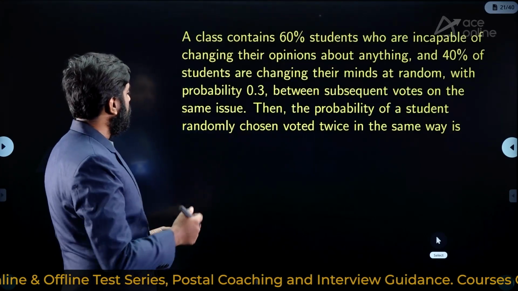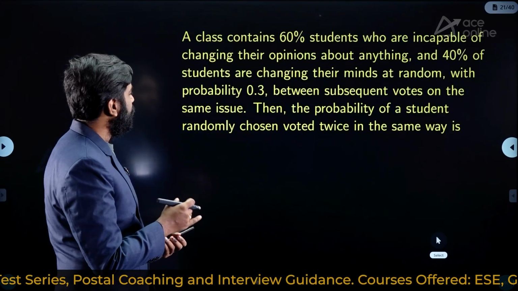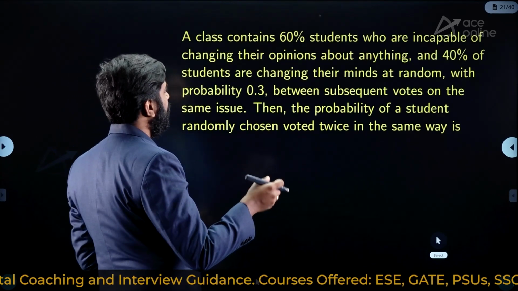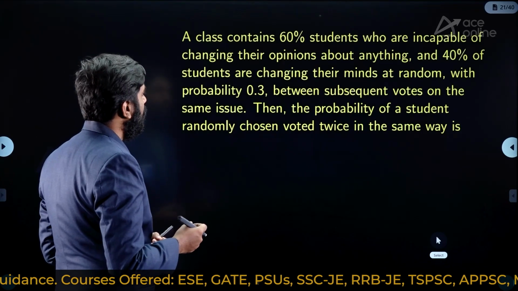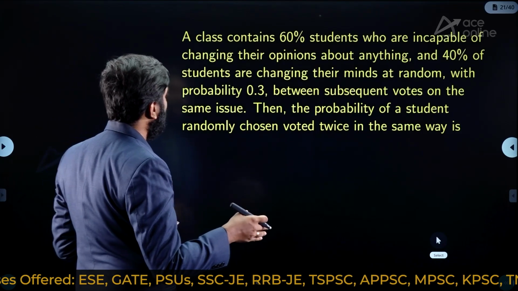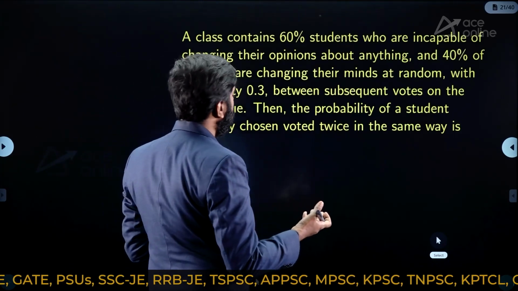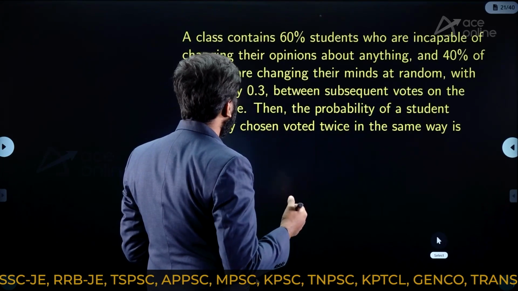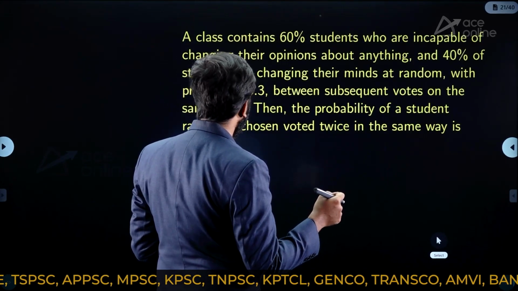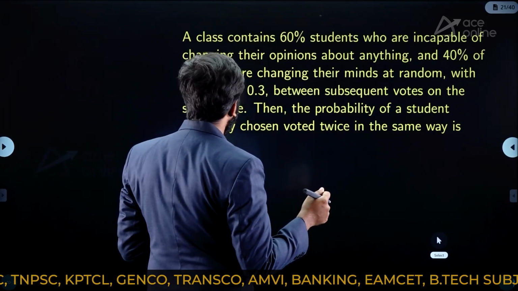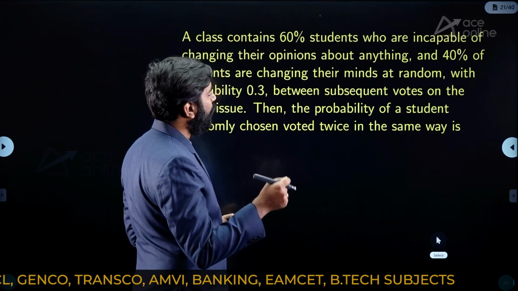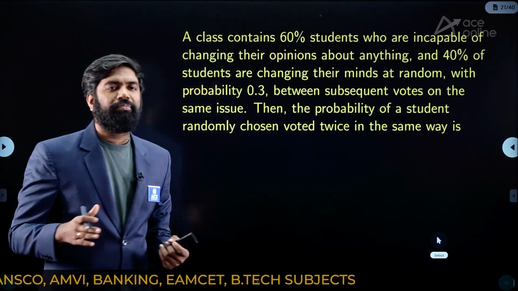So let us look at this question. A class contains 60% students who are incapable of changing their opinions about anything, and 40% of the students are changing their minds at random with probability 0.3 between subsequent votes on the same issue. Then the probability of a randomly chosen student voting twice in the same way is.